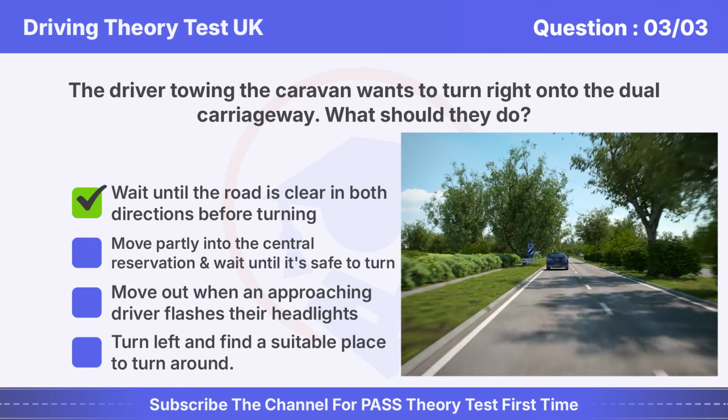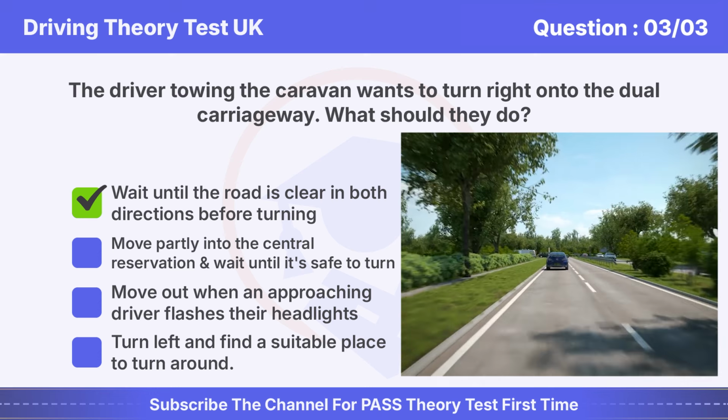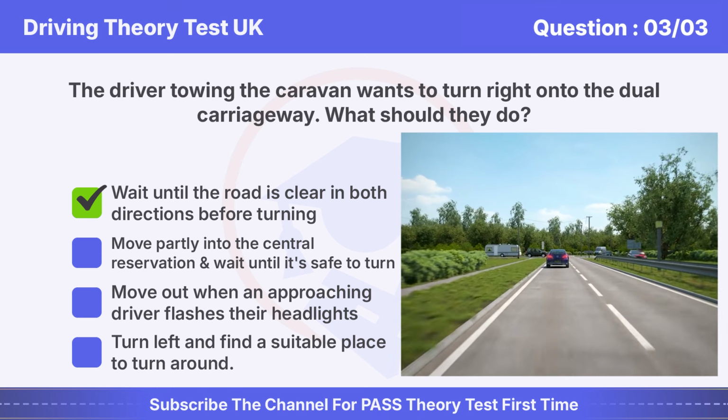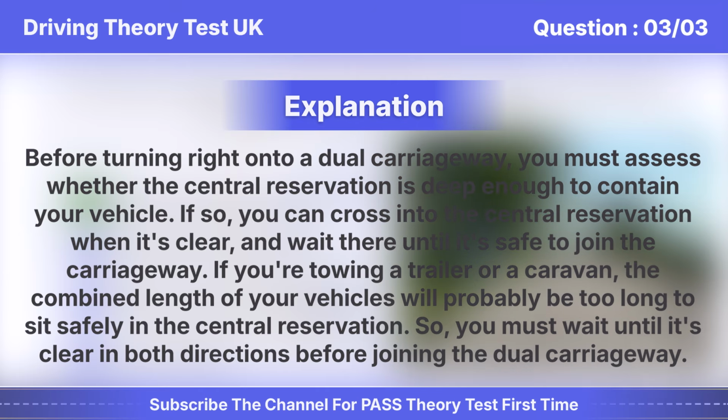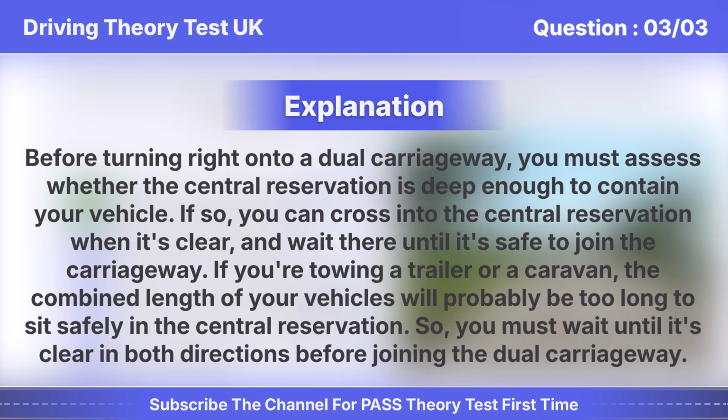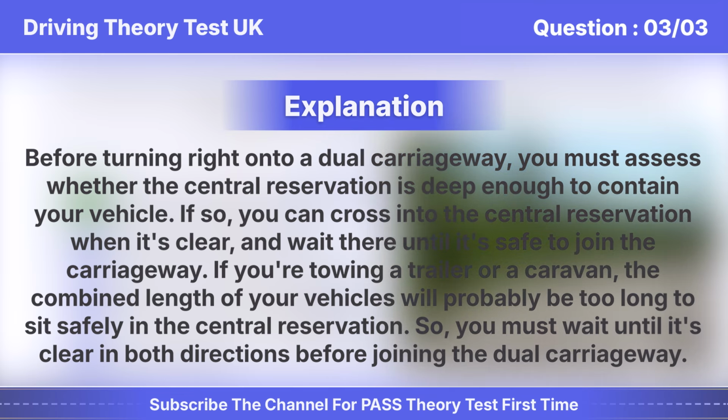Answer is A. Wait until the road is clear in both directions before turning. Before turning right onto a dual carriageway, you must assess whether the central reservation is deep enough to contain your vehicle. If so, you can cross into the central reservation when it's clear and wait there until it's safe to join the carriageway. If you're towing a trailer or a caravan, the combined length of your vehicles will probably be too long to sit safely in the central reservation. So, you must wait until it's clear in both directions before joining the dual carriageway.